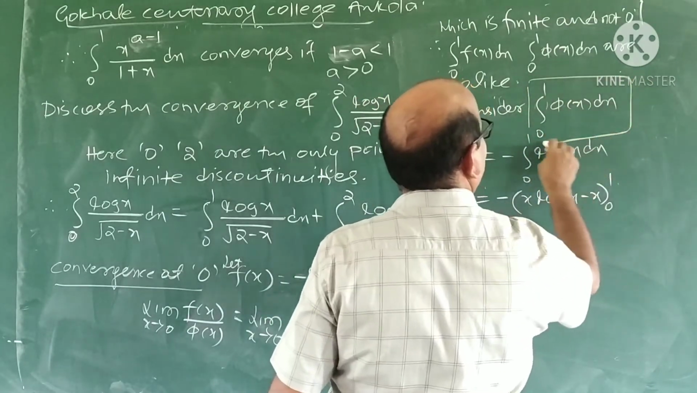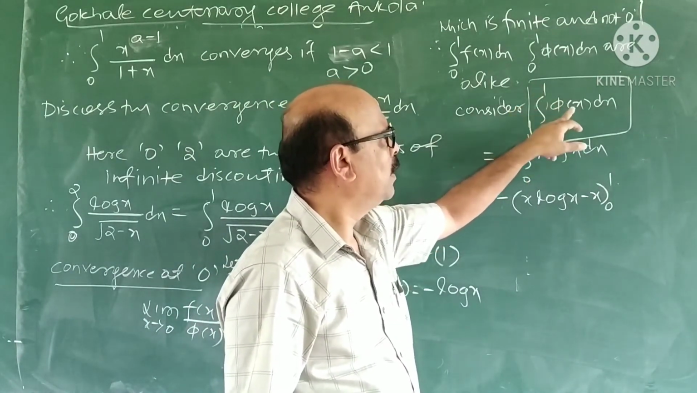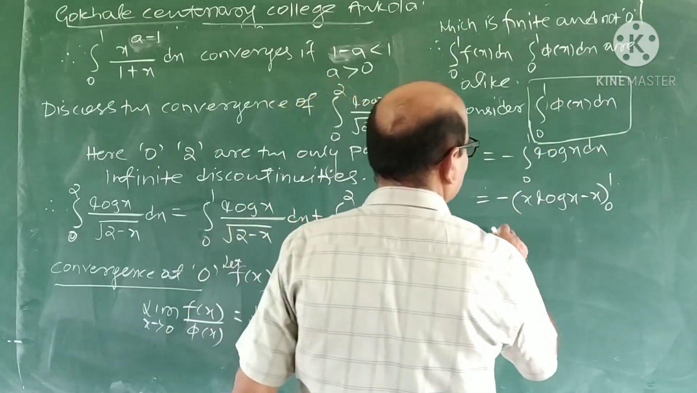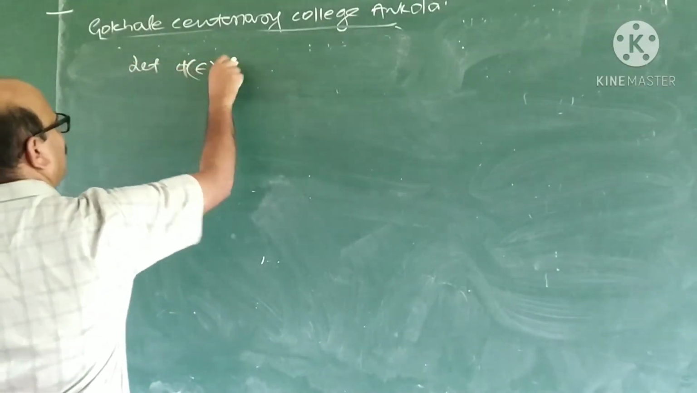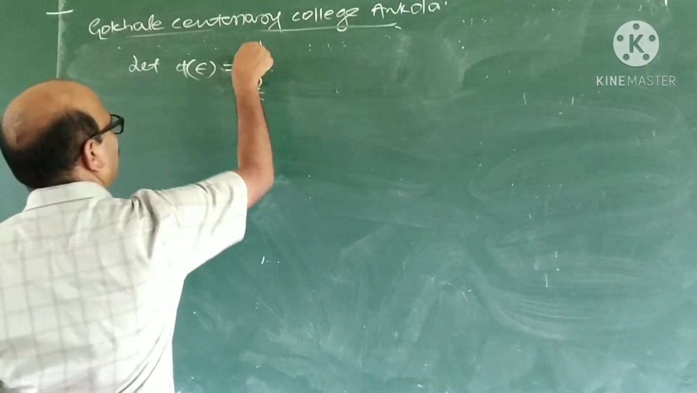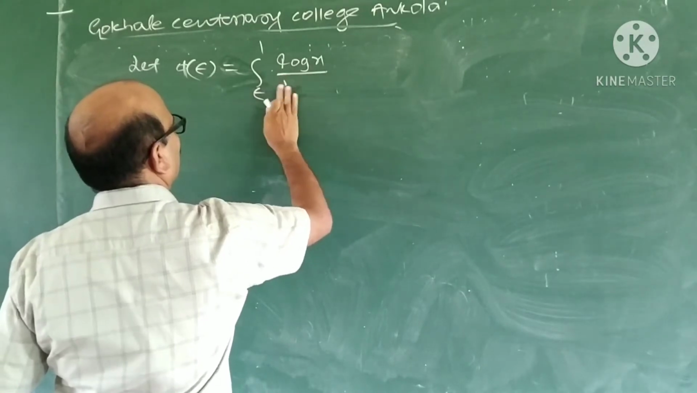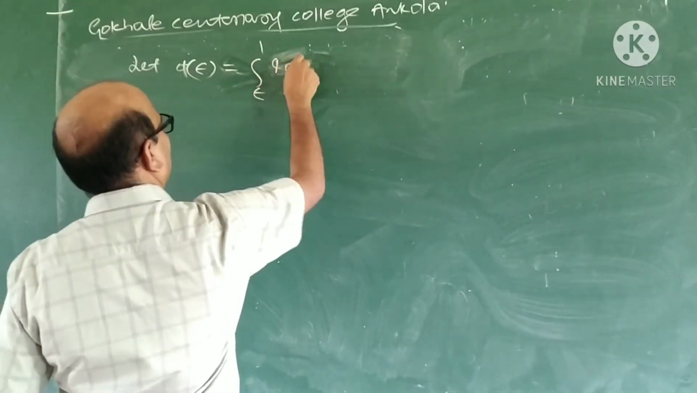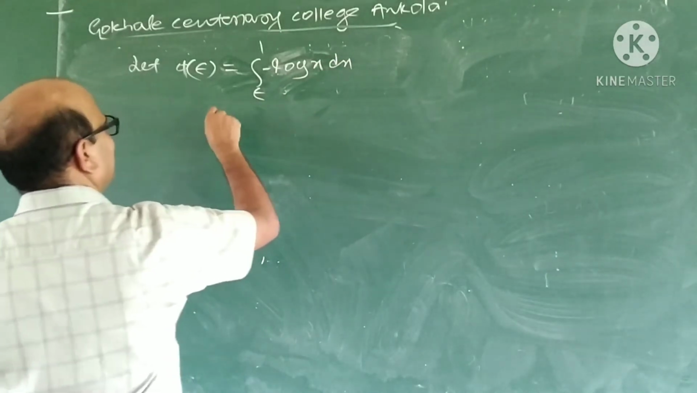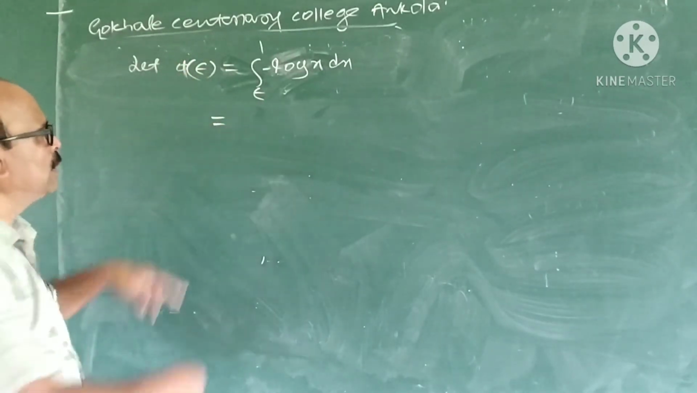The integral from 0 to 1 of phi(x) dx converges at 0, if we use the definition here, if the limit as epsilon tends to 0 plus of the integral from epsilon to 1 of phi(x), which is minus log x dx, exists. Then the improper integral converges. So we have to evaluate this.